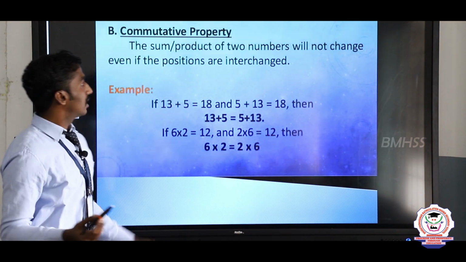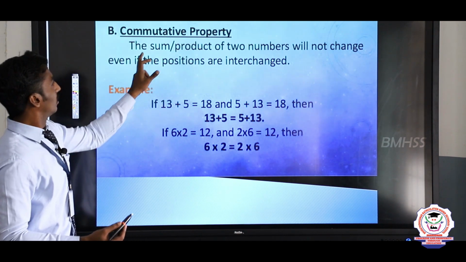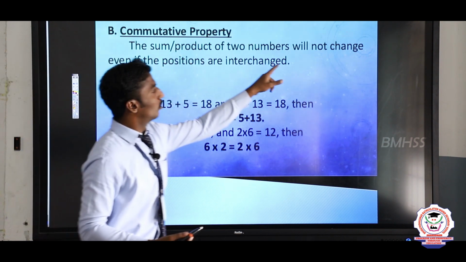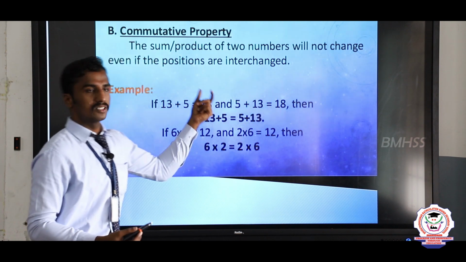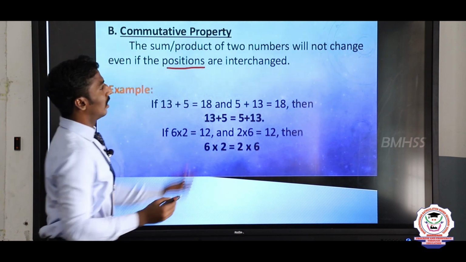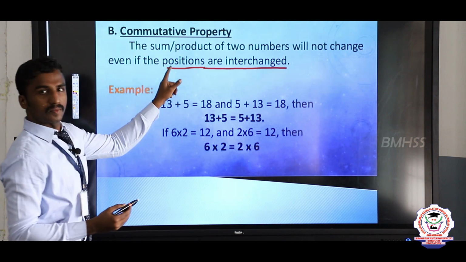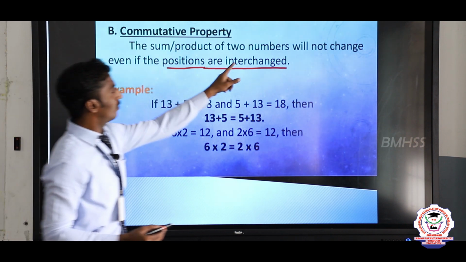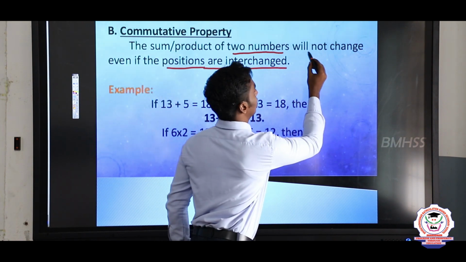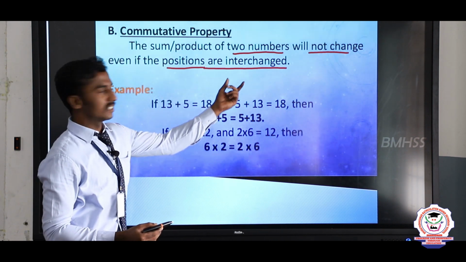Next one, properties of whole numbers. The first property is the commutative property. The sum or product of two natural numbers will not change even if the positions are interchanged.